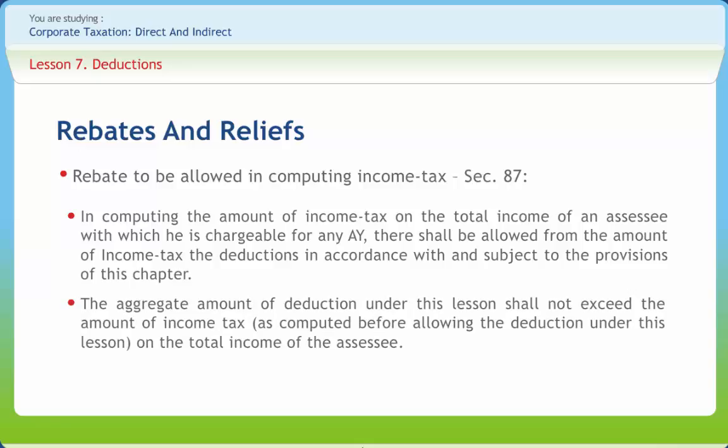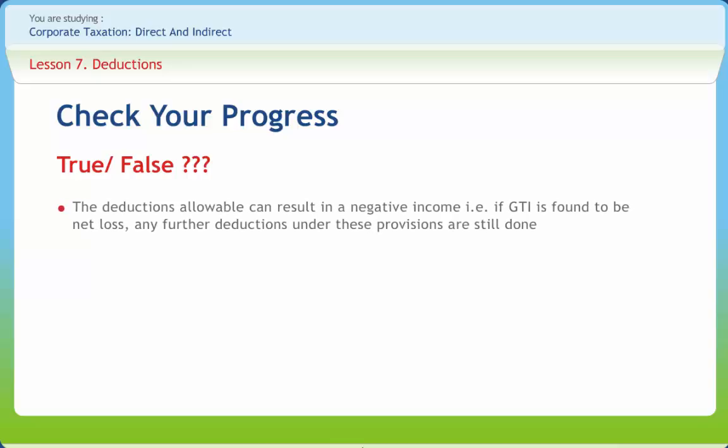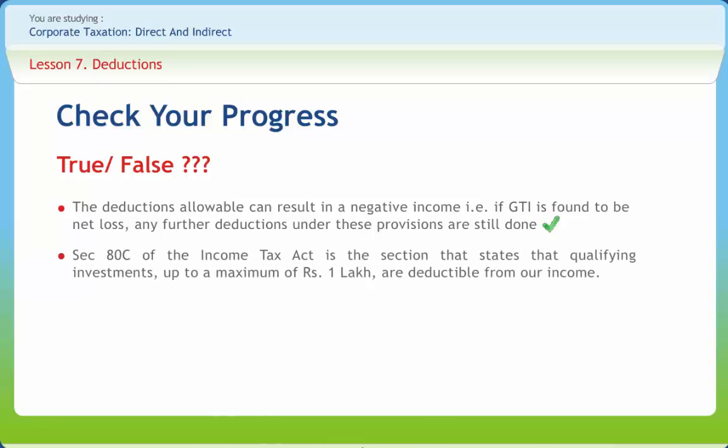Now let us check if you have understood the various concepts discussed in this lesson clearly. The deductions allowable can result in a negative income, that is, if GTI is found to be net loss, any further deductions under these provisions are still done. Right or wrong? Right.